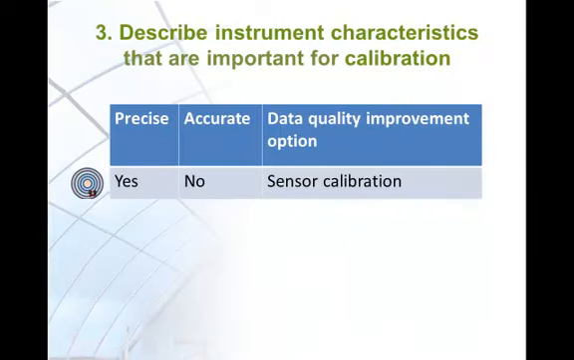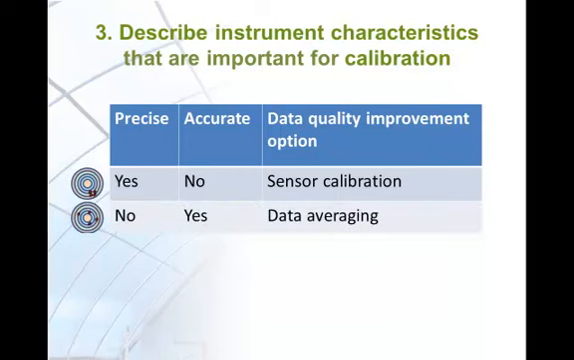If a measurement device is precise but lacks accuracy, then sensor calibration will solve the problem. One can determine an offset value of the measurement and use the constant to improve the sensor's accuracy. If a device is not precise but accurate, then data averaging could be used to reduce uncertainty of the data, provided that the error of the data has a normal distribution. Statistically speaking, the measurement errors must have a normal distribution.